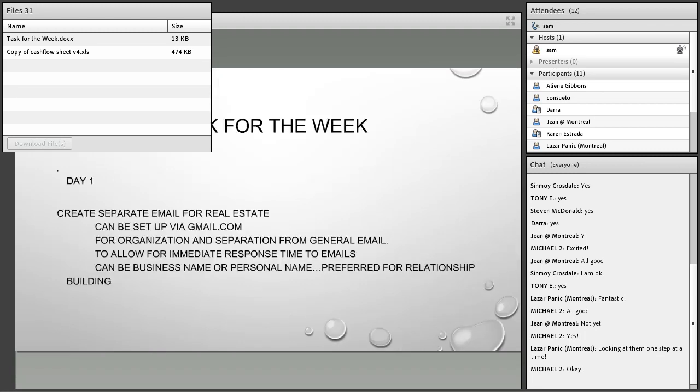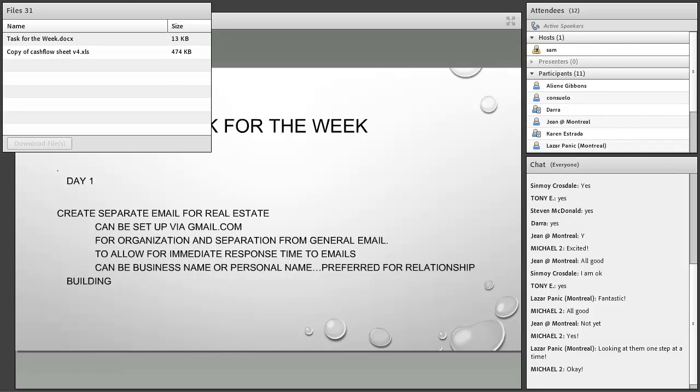Okay, tasks for the week, number 1: create a separate email for real estate. It can be set up via Gmail for organization and separation from general email, to allow for immediate response to timed emails. It can be a business name or personal name, preferred for relationship building. We covered these things on Sunday evening. Does everybody have any questions about this task? It's just creating a separate email. It doesn't have to be your business. Just separate your emails and make sure that you're responding to them in an appropriate time.